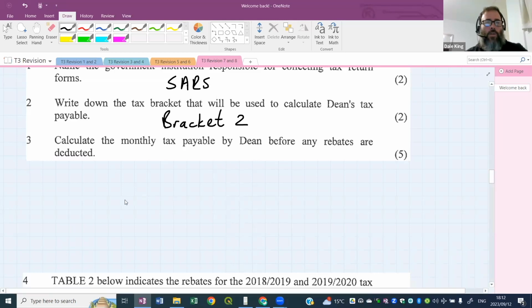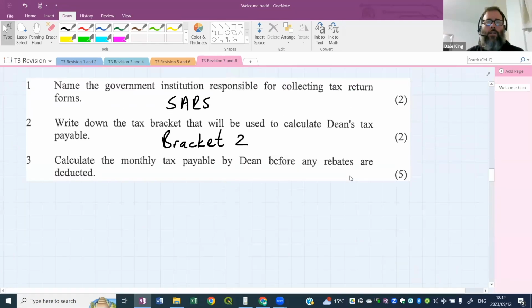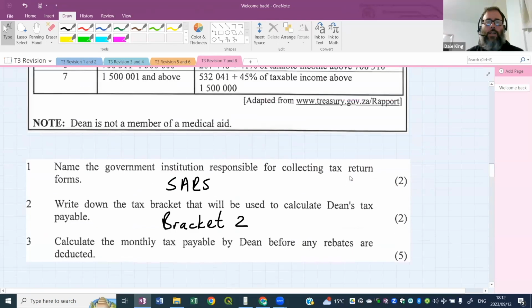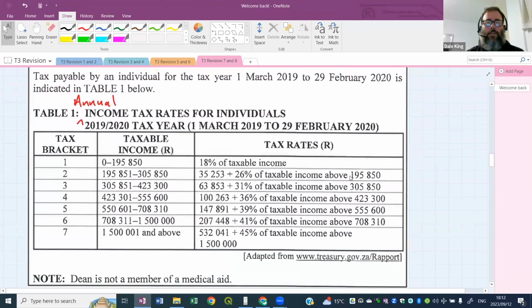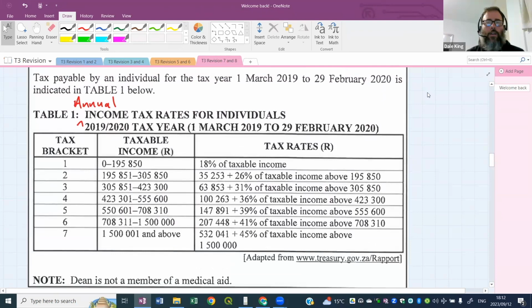Good job. So we need to calculate the monthly tax payable by Dean before any rebates are deducted. Before rebates. So don't worry about rebates. Just what is his monthly tax payable? Okay. I'm going to give you guys about 4 minutes to do this, and then we'll check it together. So we need monthly tax payable by Dean. No rebates. There's the tax table. All right, I'll give you a couple of minutes. Give it a bash, and then we'll check it out.